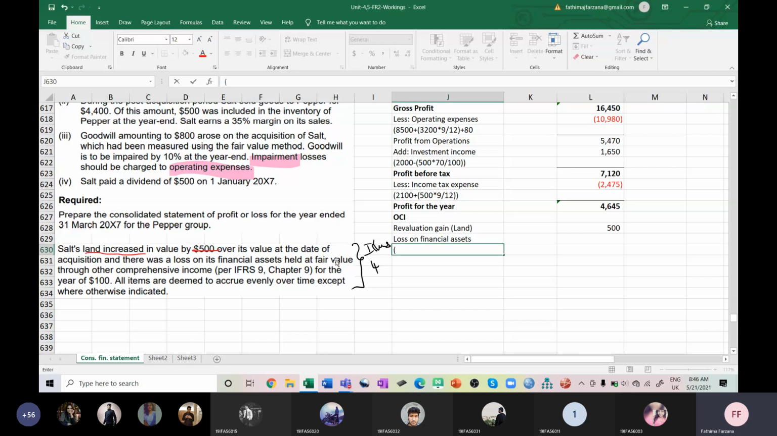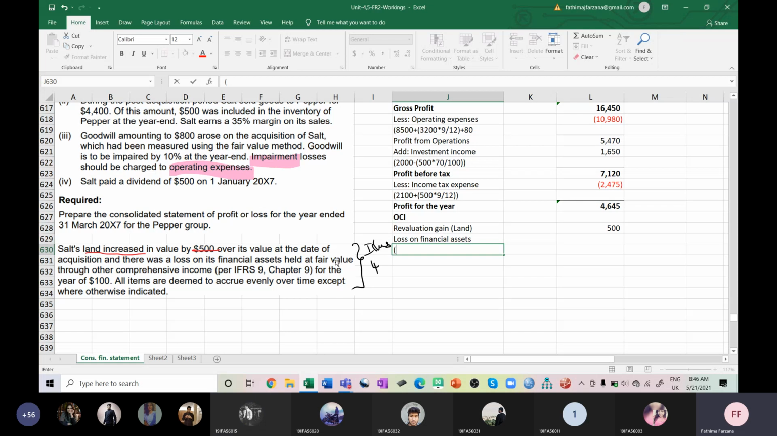Finally, this OCI gain will also be shared with both of them. So 70%, 30% will not come down. I'm asking something else. What is mentioned? All items are deemed to accrue evenly over time, except where otherwise indicated. In the land, they said very clearly this date is after acquisition or the date of acquisition. So we took the entire 500. In the financial asset, is anything mentioned like that?